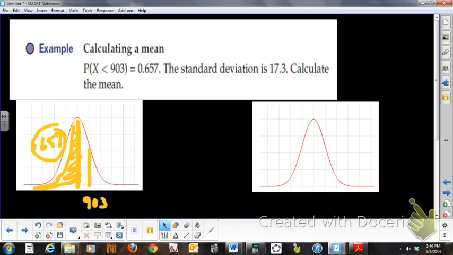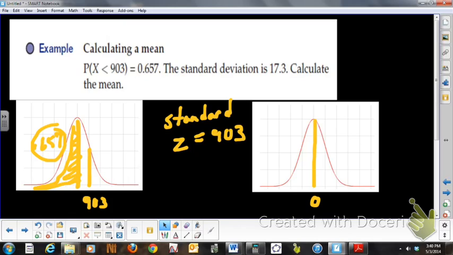In order to do that, we have to come over here and do standard normal. We have to standardize the situation, because what we have to do is figure out how many standard deviations away we're talking about. How many standard deviations away is 903, above the mean basically. In order to do that, we use the standard normal, so we're basically going to have a mean of 0 and a standard deviation of 1. That's how we do these types of problems.